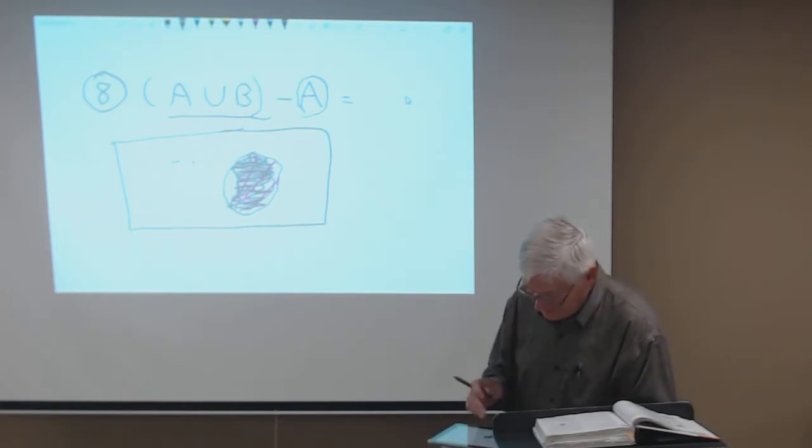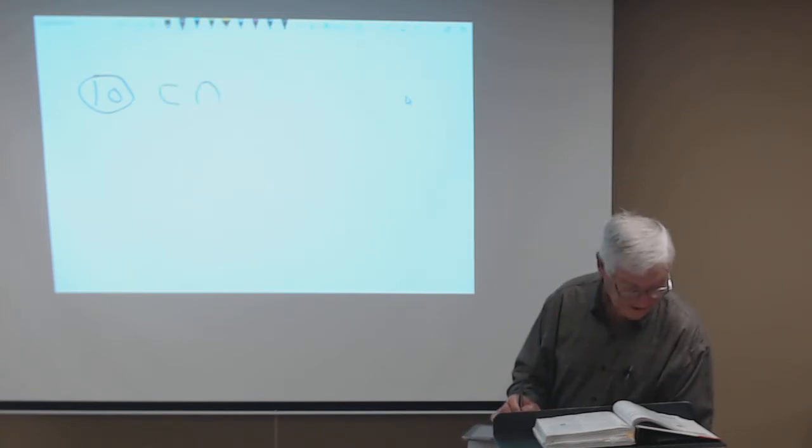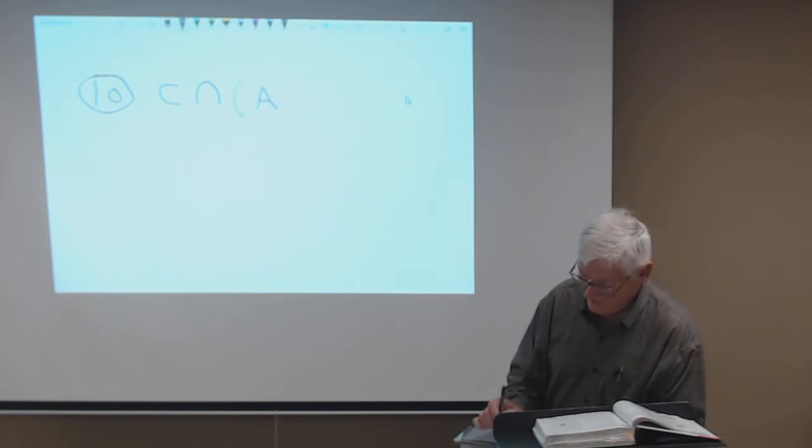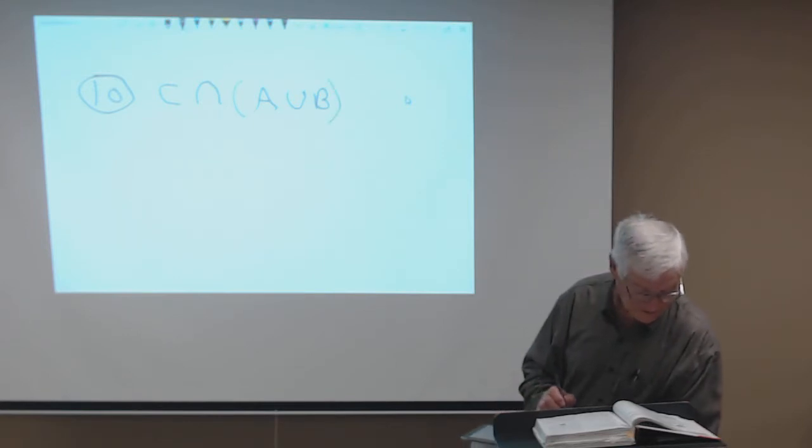In problems 9 through 17, use the numbered regions of the diagram below to identify each specific set. So what's 10 say? C intersect the union of A and B. Everybody follow what we just wrote down here?